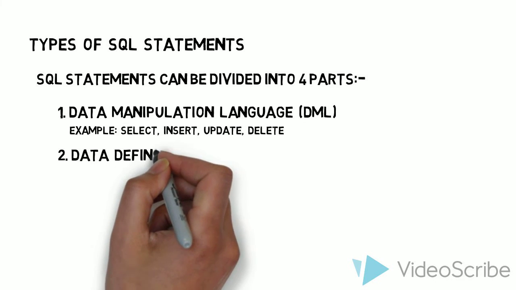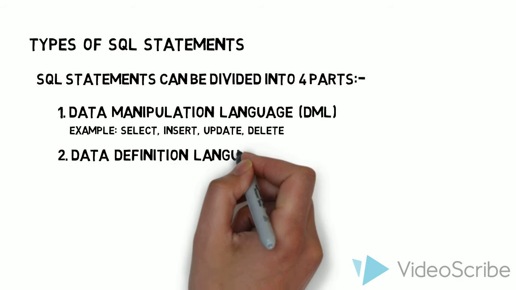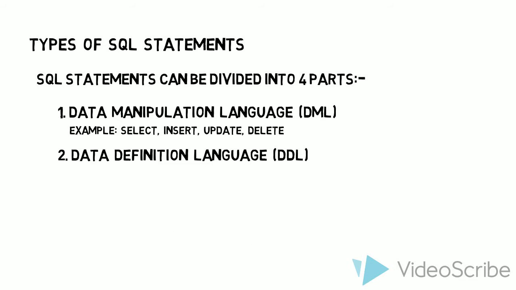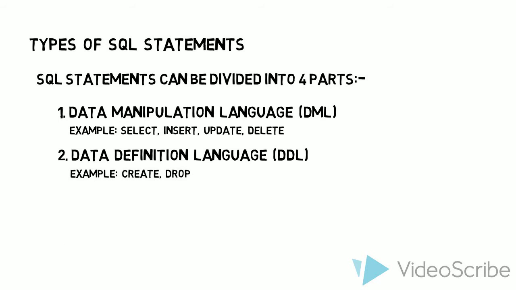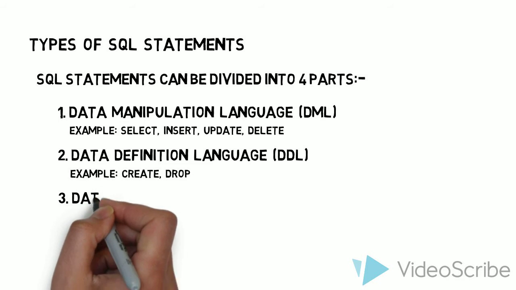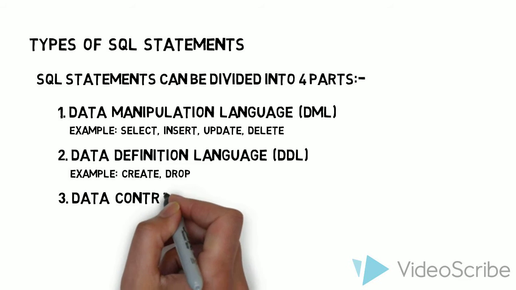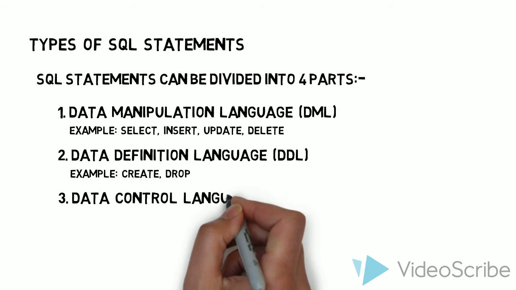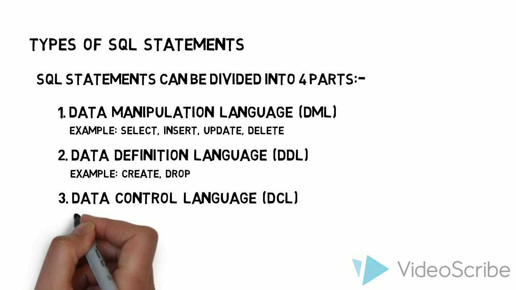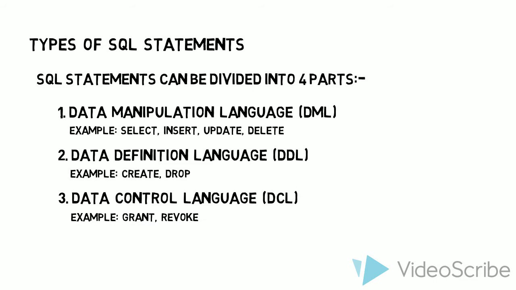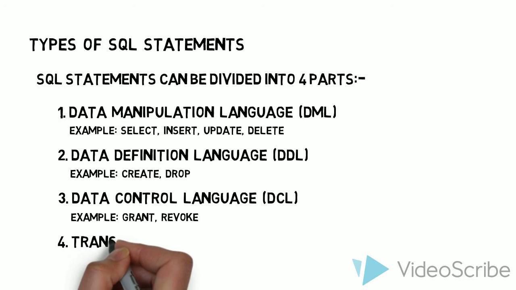Number two, data definition language. These are used to define the database structure or the schema of the tables. For example, create and drop. Number three, data control language. These are used to create permissions as well as access control to the database. This is mostly used by the database admins. For example, grant, revoke.